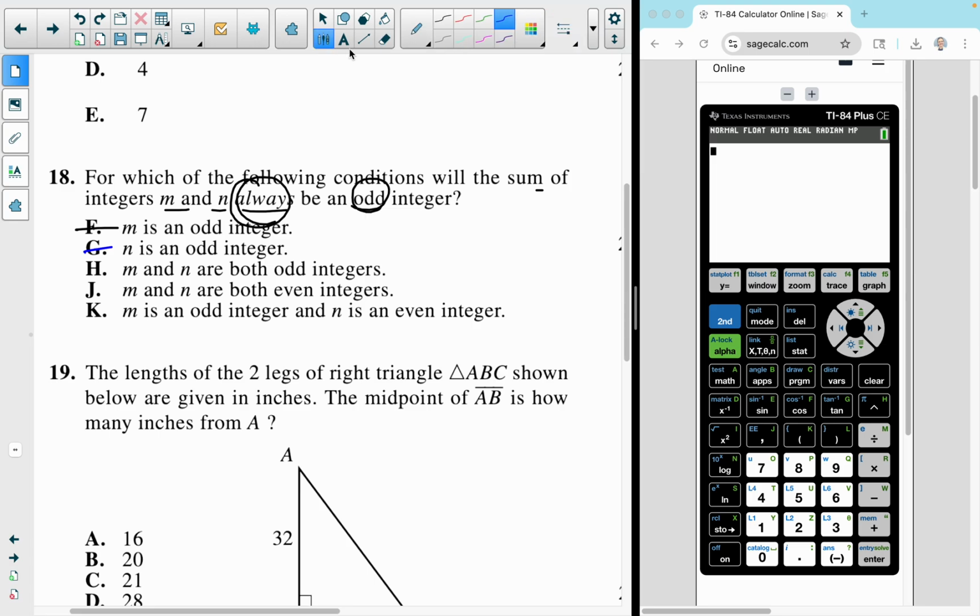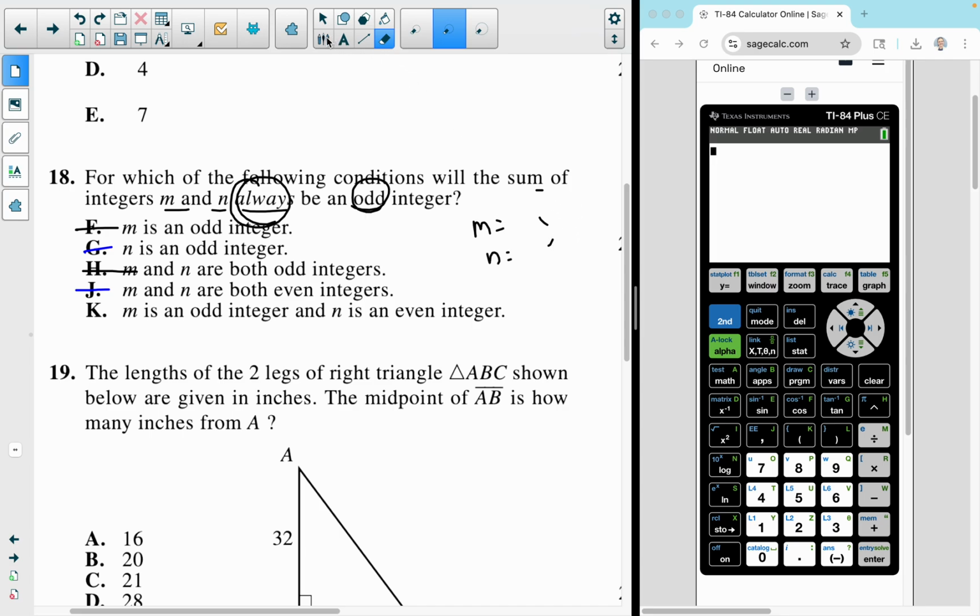Next we have m and n are both odd integers. So m equals, I'll say 3, and n is equal to, I'll say 5. So 3 plus 5 is 8, which is not odd. So that is also wrong. m and n are both even integers. So I'll say m is 2 and n is 6. 2 plus 6 is 8. Also not odd, so J is gone as well.